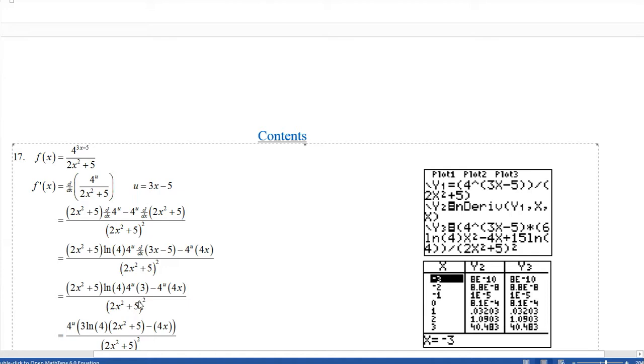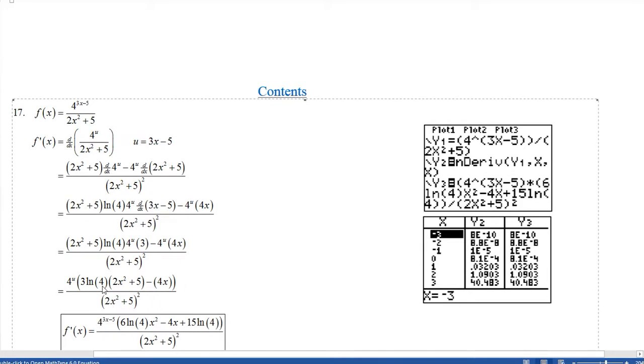With finding the derivative, we just got to do a little algebra. Notice they both have a 4 to the u, so I factor that out front. What's left? When we divide this by 4 to the u, we have a 3 times ln of 4 times the 2x squared plus 5. And here we just have the minus 4x.